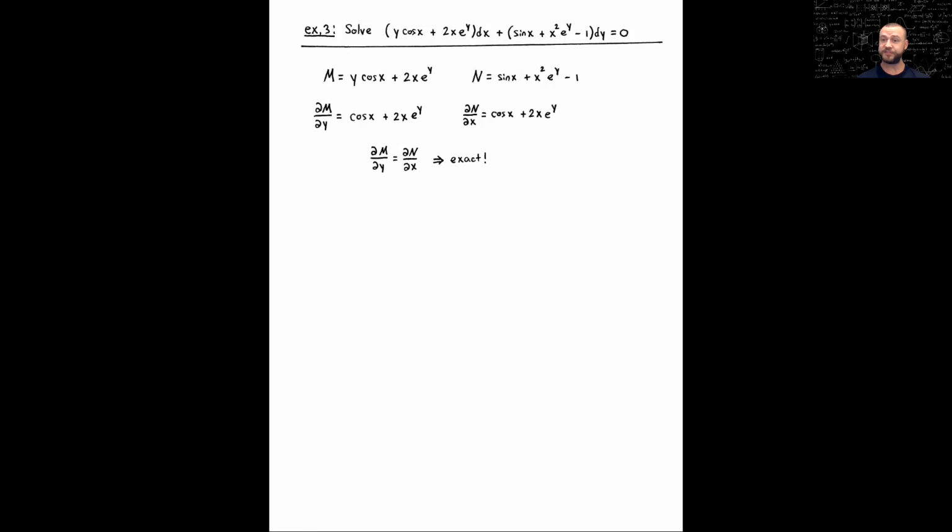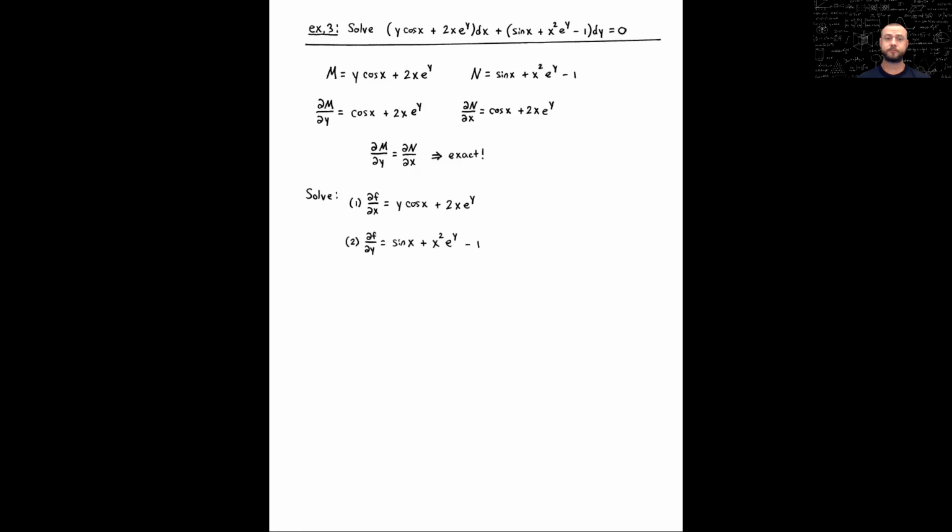That basically means we can solve this by solving those 2 equations. All right, and again, what we're looking for is the function f of x comma y that comes out to give these 2 partial derivatives. Now, in example 2, we started by integrating the second equation. Just to get some variety, let's solve example 3 by integrating the first equation.